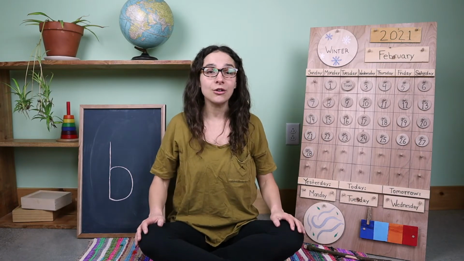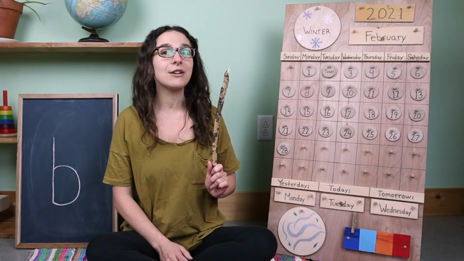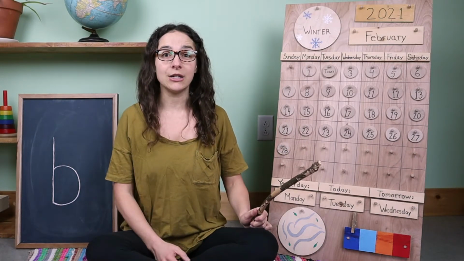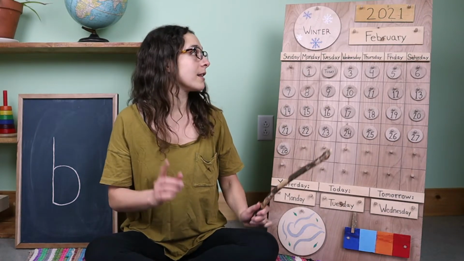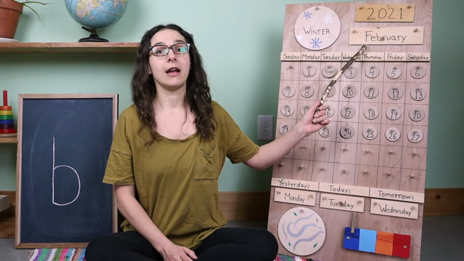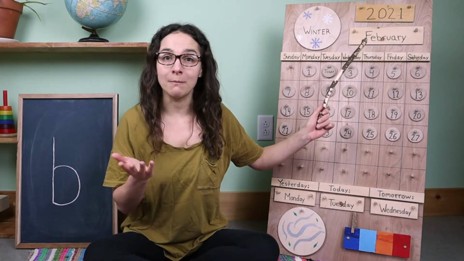Let's jump right into circle time with our calendar and weather chart. I have my pointer stick right here. Now the first thing we need to do is say the date. And when we say the date, we start with the month. So the month is up here. And recently we started a new month. Do you remember what the month is?